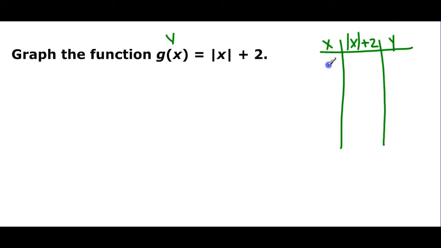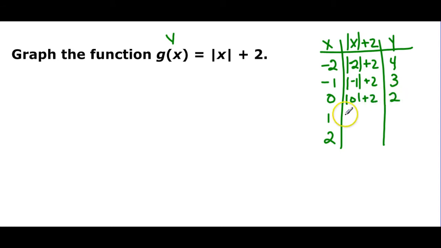All right, and here we go. How about we pick -2, -1, 0, 1, and 2. All right, so that's going to give me the absolute value of negative 2 plus 2. So the absolute value of negative 2 is 2 plus 2 is 4. The absolute value of negative 1 plus 2 is 1 plus 2, which is 3. The absolute value of 0 plus 2 is 2. The absolute value of 1 plus 2 is 1 plus 2, which is 3. And the absolute value of 2 plus 2 is 2 plus 2, which is 4.